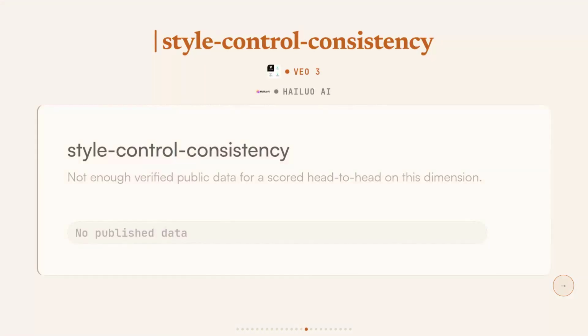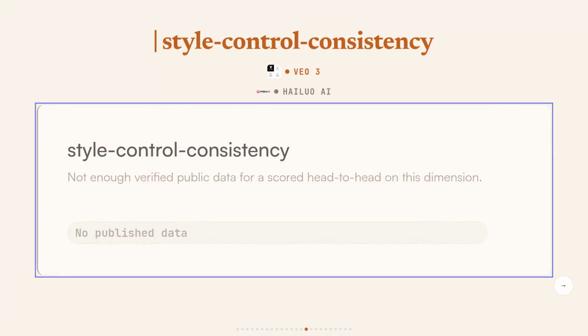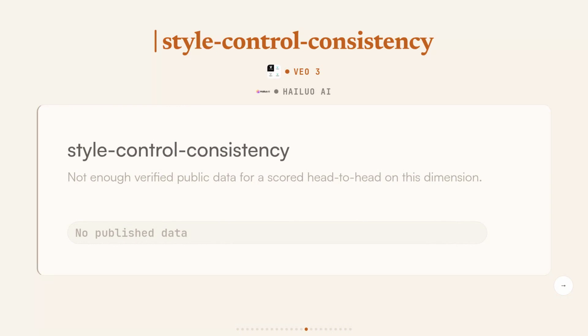I have to flag a caveat right up front. Both claims here are vendor reported, and I couldn't find an independent benchmark to verify the depth of either implementation. Google says Veo 3 has advanced style control and character consistency. Minimax says Hailuo AI supports similar features. The directional call from the evidence is that Veo 3's implementation is a step ahead.